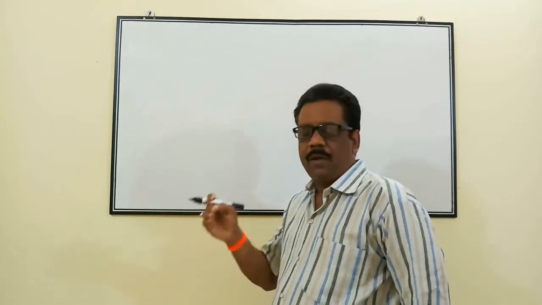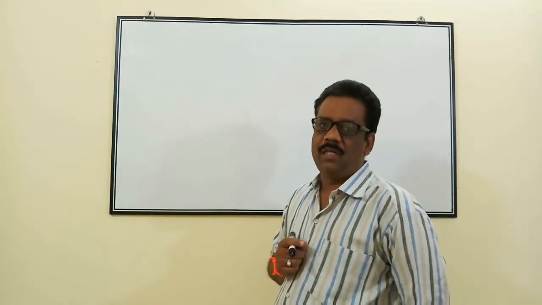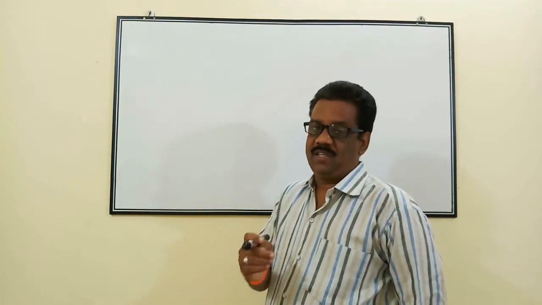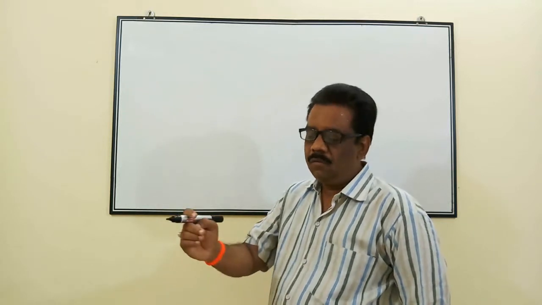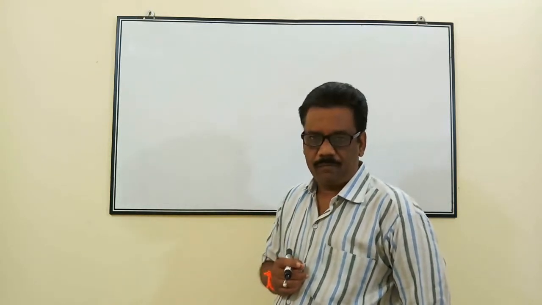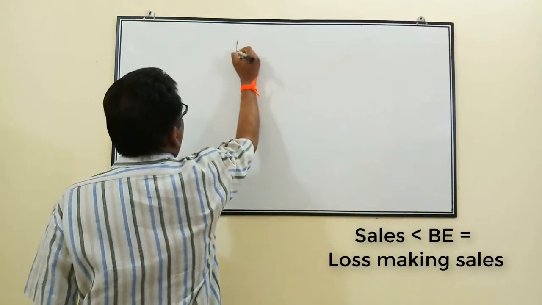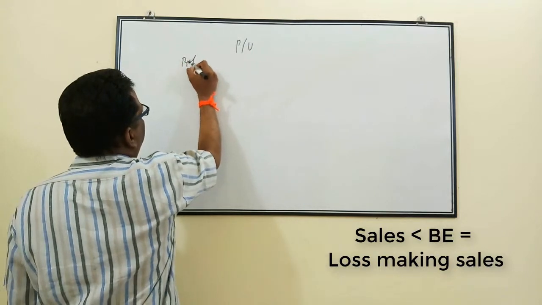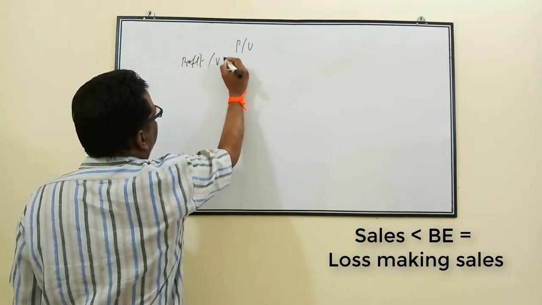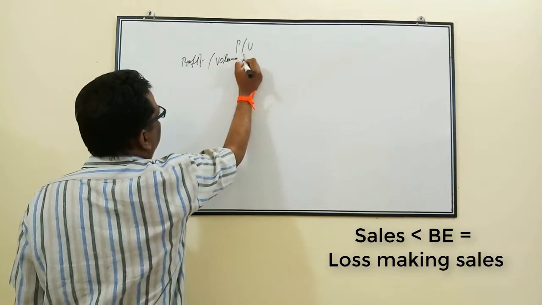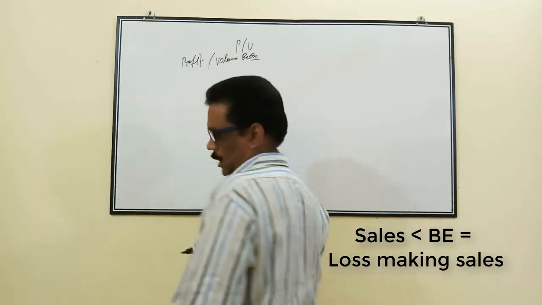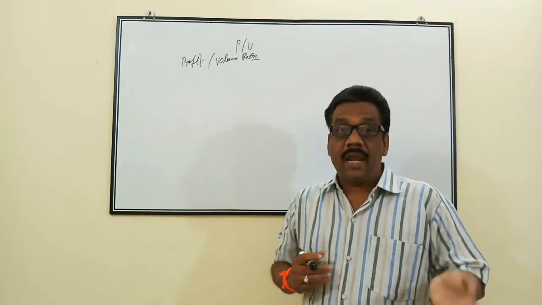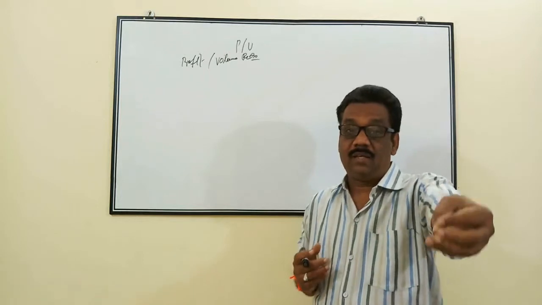To study the algebraic presentation of the break-even and its estimation, we should first understand what we call the PV ratio. PV ratio is normally denoted with PV. It is the ratio between profit and volume. In fact, it determines the rate at which the profit is earned.